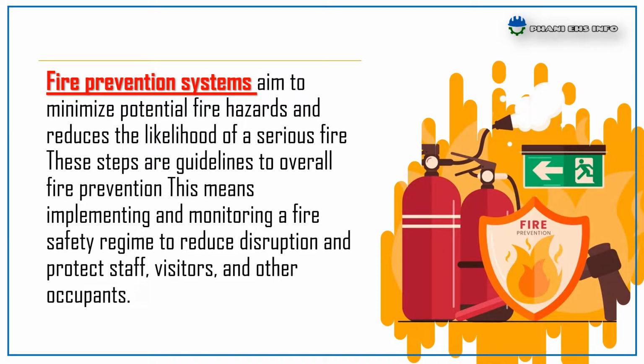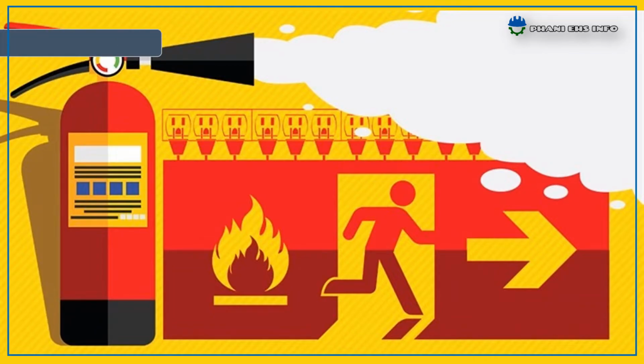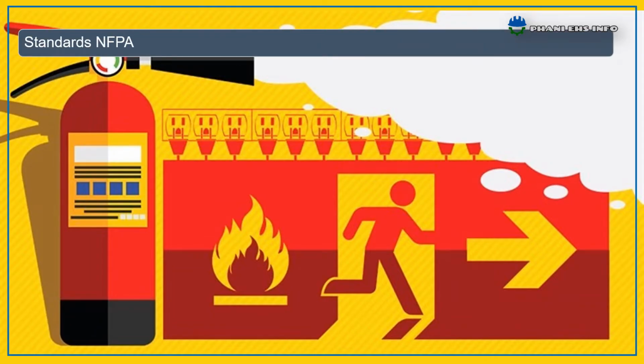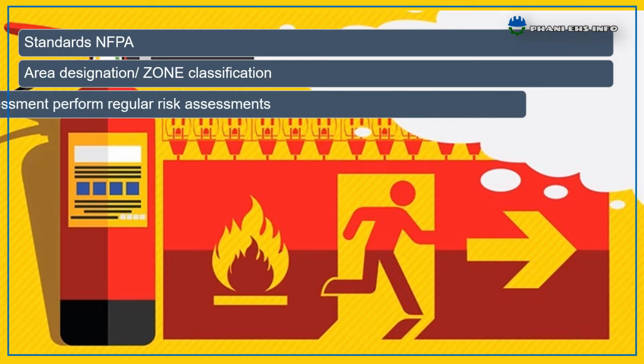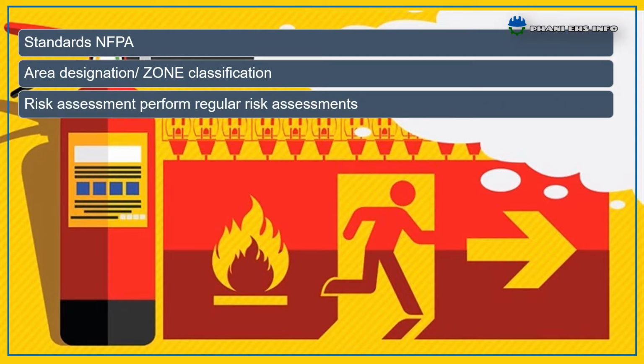This means implementing and monitoring a fire safety regime to reduce disruption and protect staff, visitors, and other occupants. Follow standards: adhere to fire regulations and NFPA standards. Area designation: zone classification, zoning for areas based on the flammability rate. Risk assessment: perform regular risk assessments and identify the weak areas to improve safety.